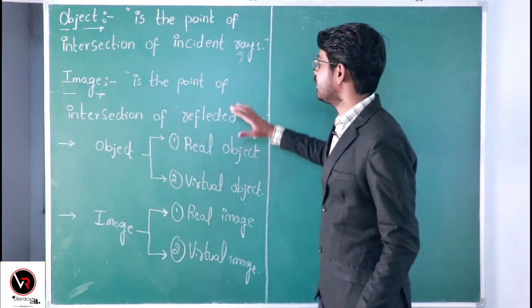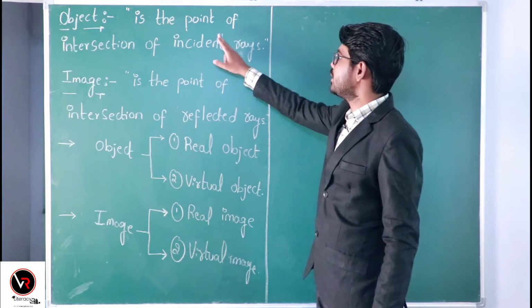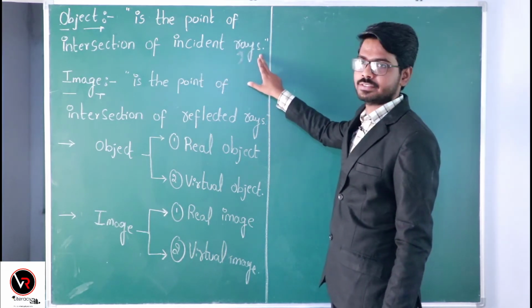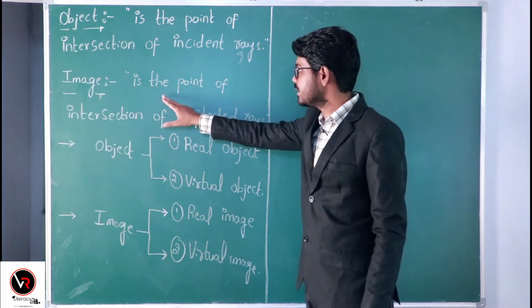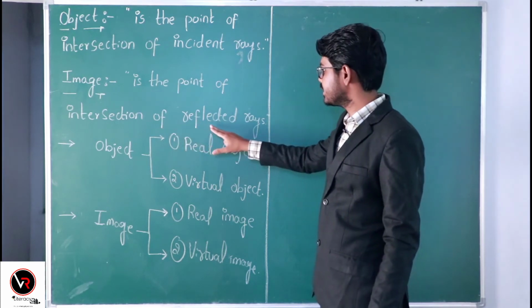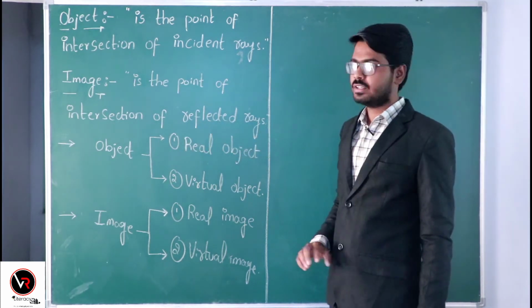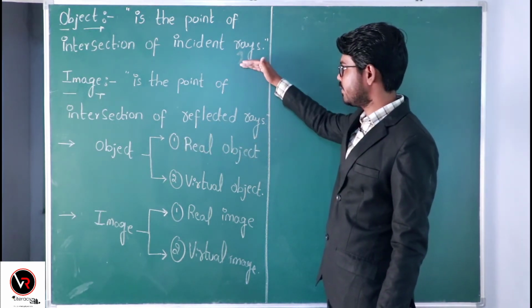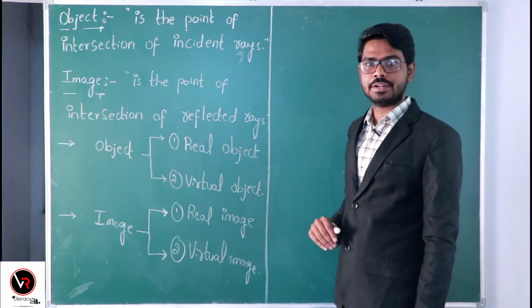See here, object is the point of intersection of incident rays and image is the point of intersection of reflected rays. So let us try to understand these two definitions with the help of ray diagram.